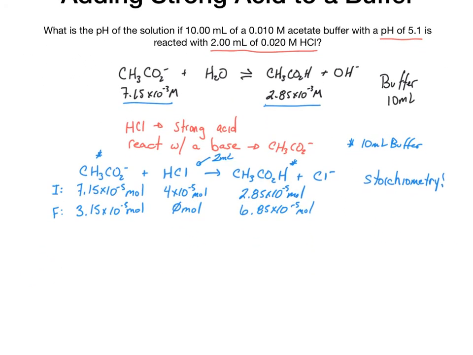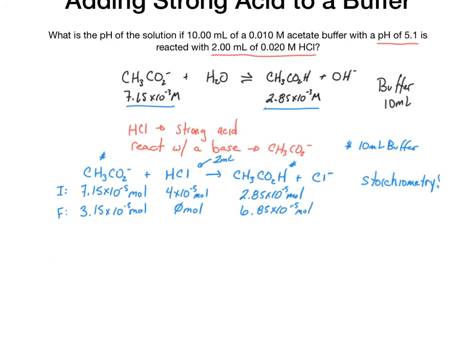So now to find the pH, I still have a buffer, right? I have weak base and conjugate acid, and so this means that I have a buffer. And so to find the pH, I am going to use the Henderson-Hasselbalch.